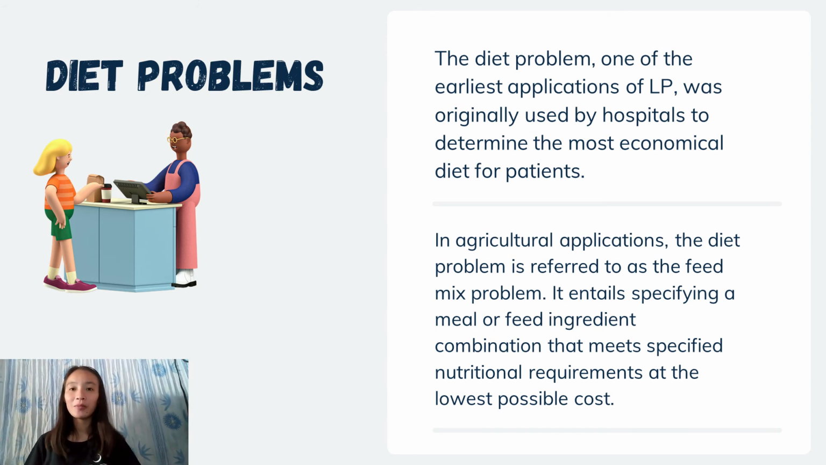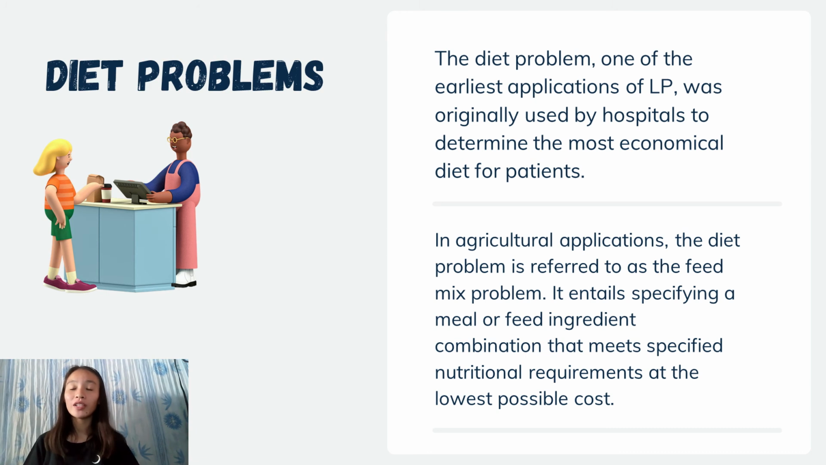The diet problem is one of the earliest applications of linear programming, and it was originally used by hospitals to determine the most economical diet for their patients. It is known in agricultural applications as the feed mix problem. The diet problem involves specifying a food or feed ingredient combination that satisfies the stated nutritional requirements at a minimum cost level.